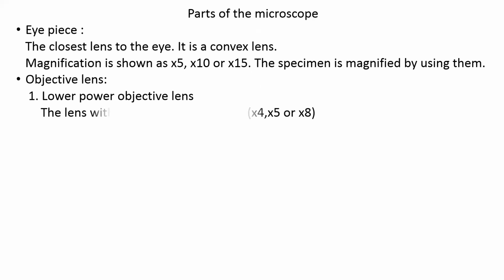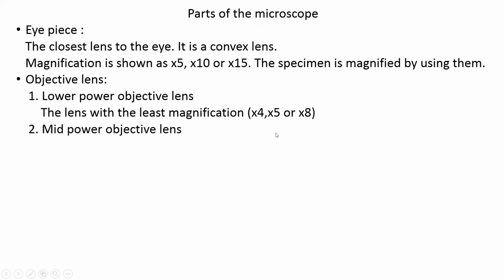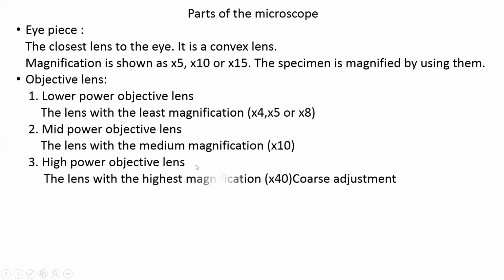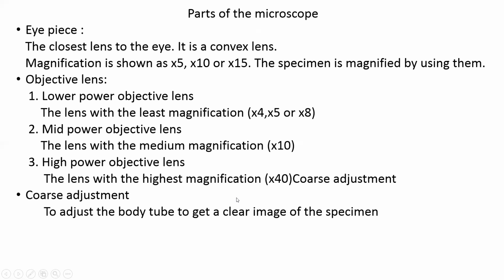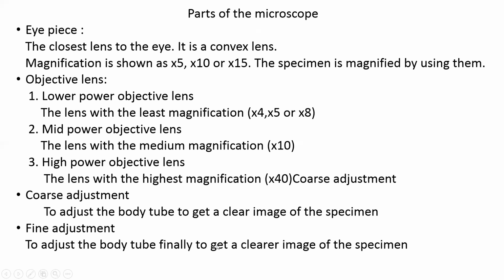Low power objective lens, the lens with the least magnification, 4 times, 5 times, or 8 times. Mid power objective lens, the lens with the medium magnification, 10 times. High power objective lens, the lens with the highest magnification, 40 times. Then coarse adjustment, to adjust the body tube to get a clear image of the specimen. Fine adjustment, to adjust the body tube finally to get a clear image of the specimen.